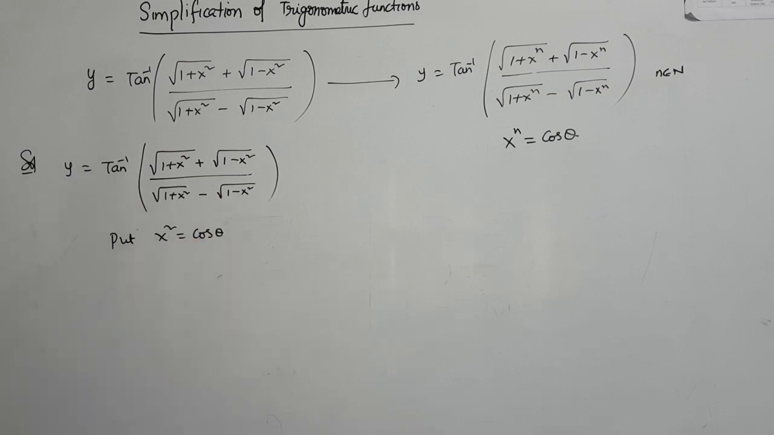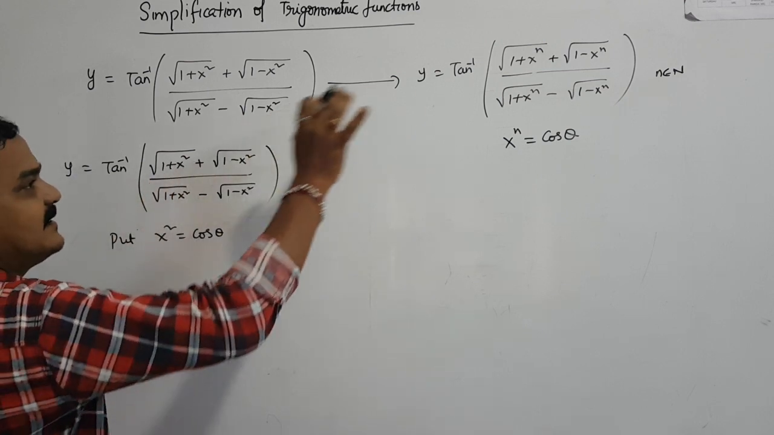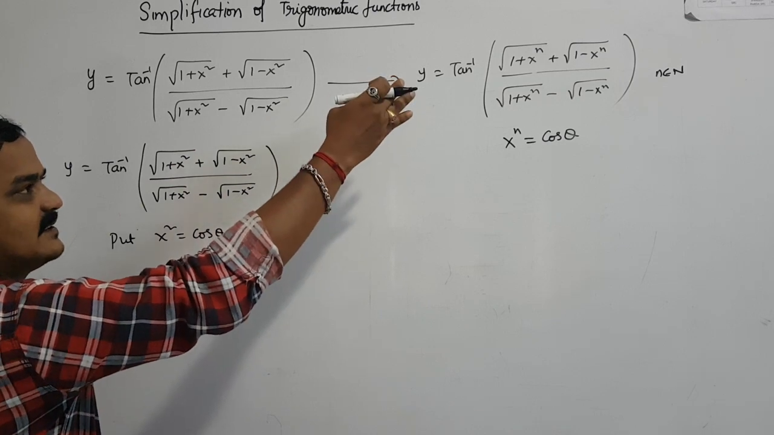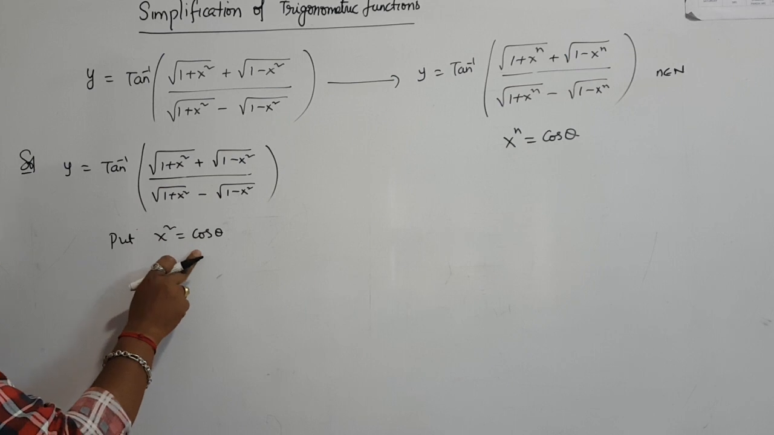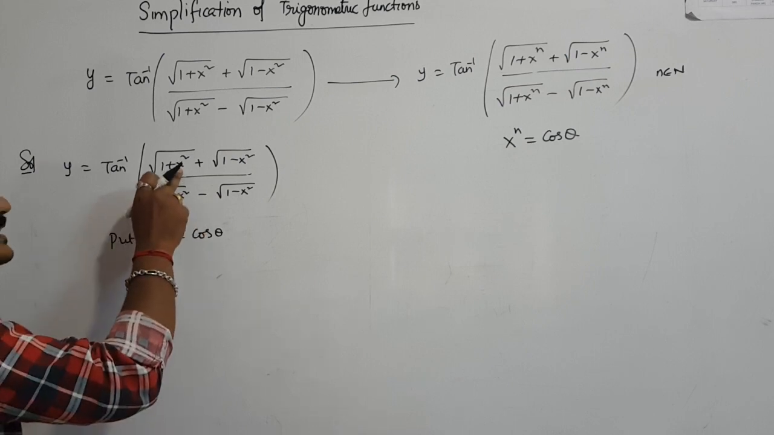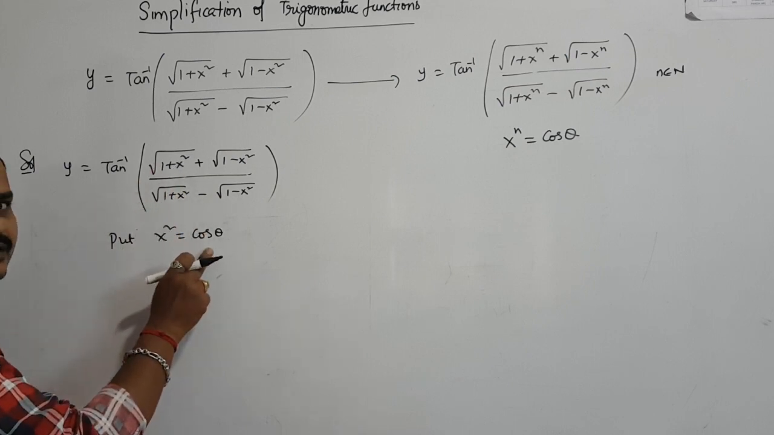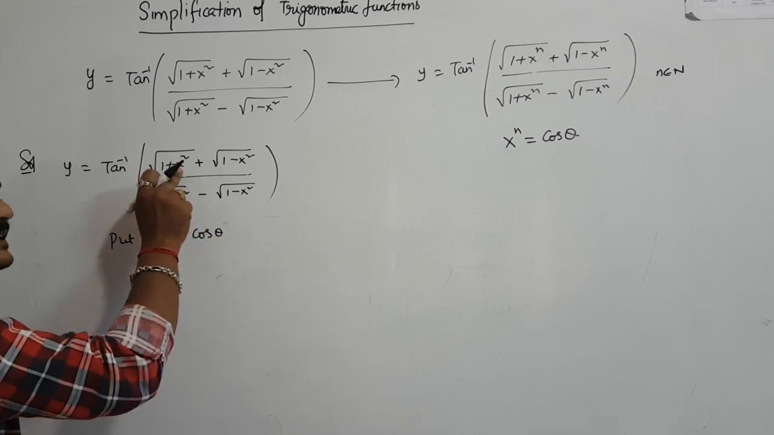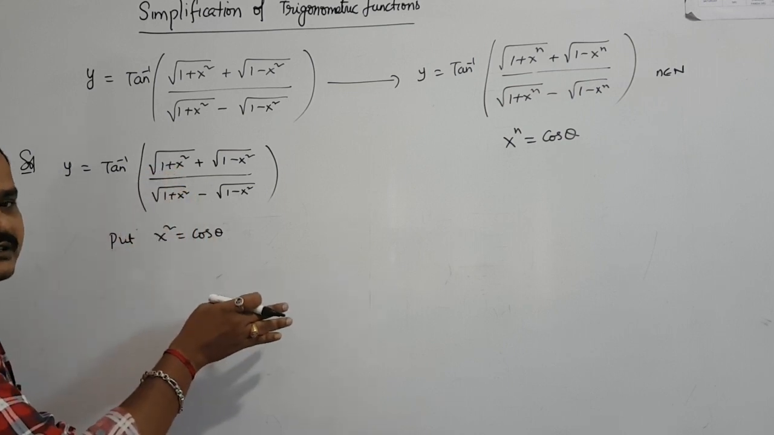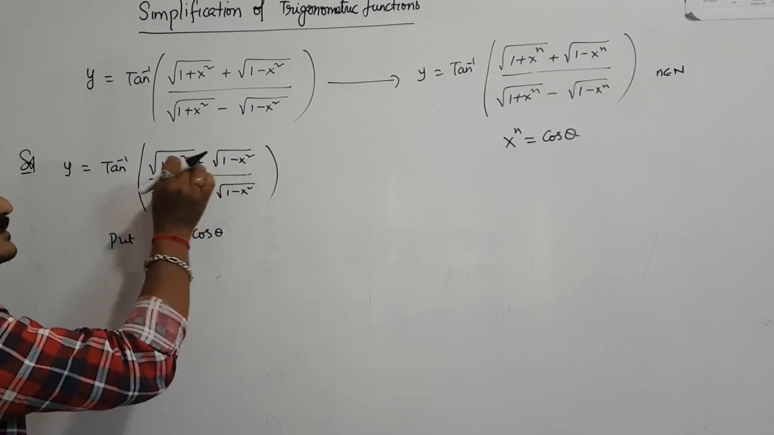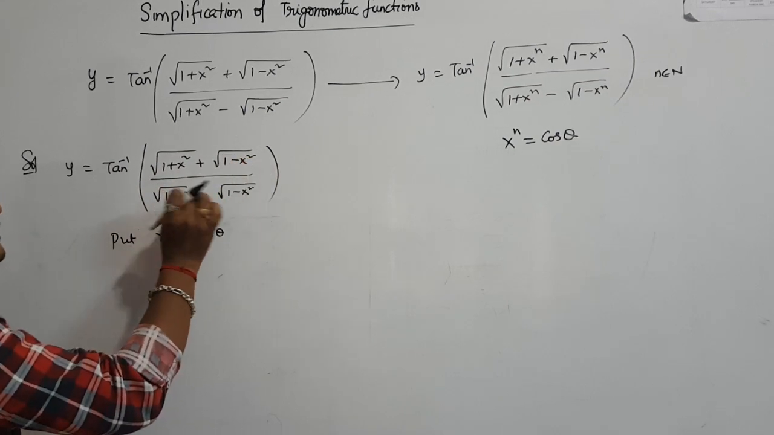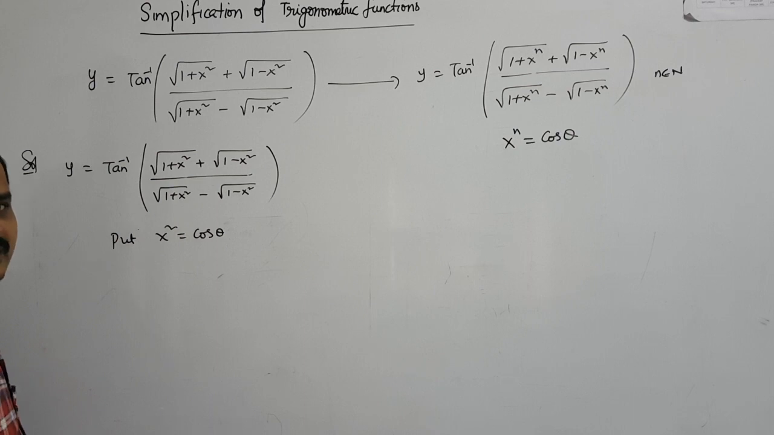What I say you can understand clearly. What is the main origin problem? If x power of n is given, suppose x cube is given, then take that x cube is equal to cos theta. If x power of 4 is given, then x power of 4 is equal to cos theta. If x is given, then x is equal to cos theta. Whatever function is given in this place, the common function everywhere, that only you need to substitute.